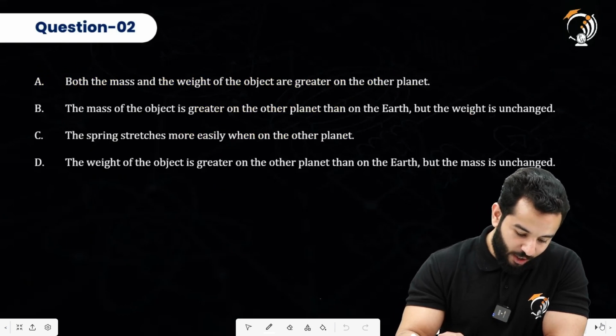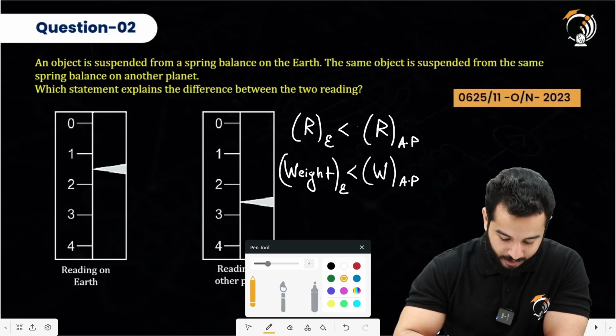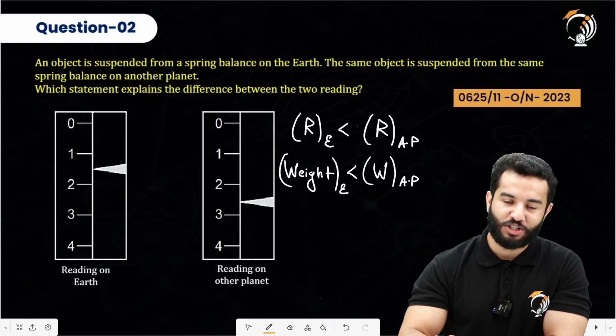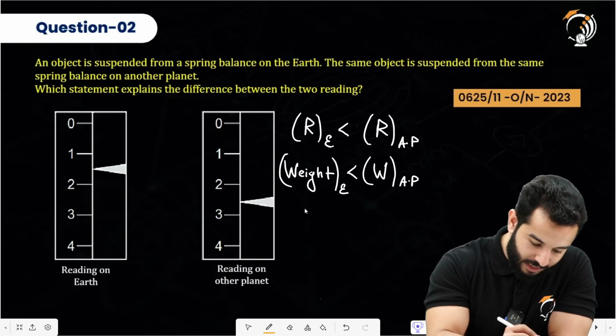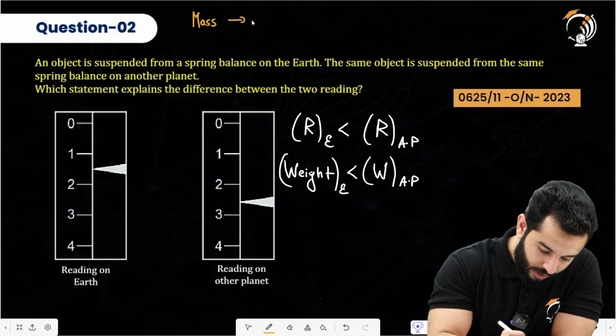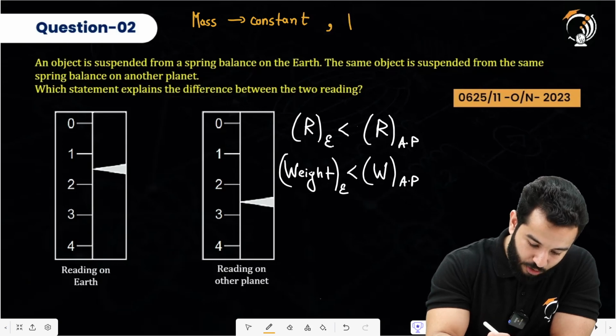Both mass and weight of the object are greater on the other planet. Now here is a little spoiler from the future classes. We are going to talk about mass and weight obviously in the next chapter, but for now please understand that mass remains constant. It is nothing but the amount of matter contained in a body, and weight is actually mg, right?